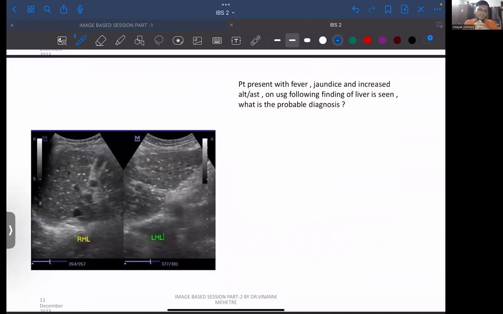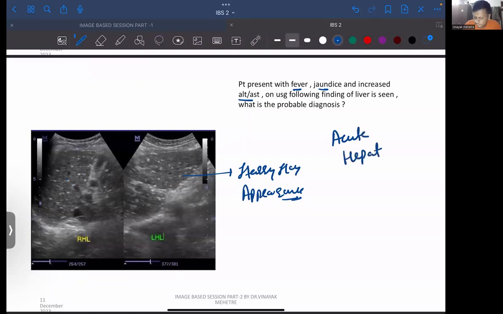क्या है ये? Patient with fever, jaundice, increase ALT, AST, that is SGOT and SGPT, and ultrasound of liver is showing this one. इसको बोलते हैं स्टारी स्काई अपीयरेंस ऑफ लिवर, है ना, स्टार्स दिख रहे, राइट? कहाँ मिलता है? अरे सिंपल है यार, जॉन्डिस है, एएलटी एसटी है, फीवर है. आंसर इज अक्यूट हेपेटाइटिस. We will see starry sky appearance of liver in acute hepatitis.